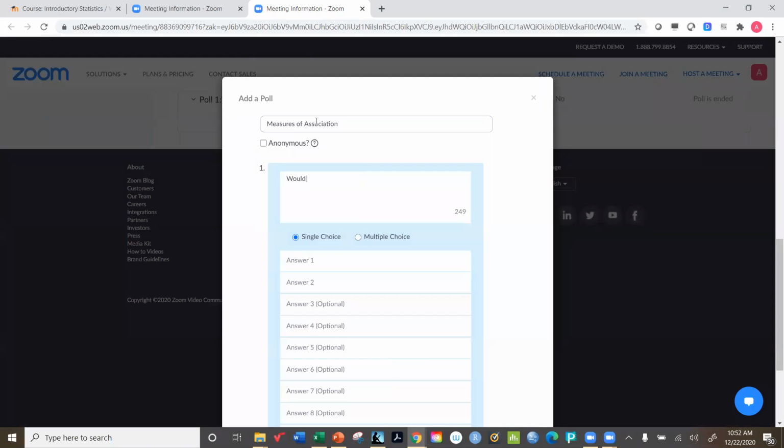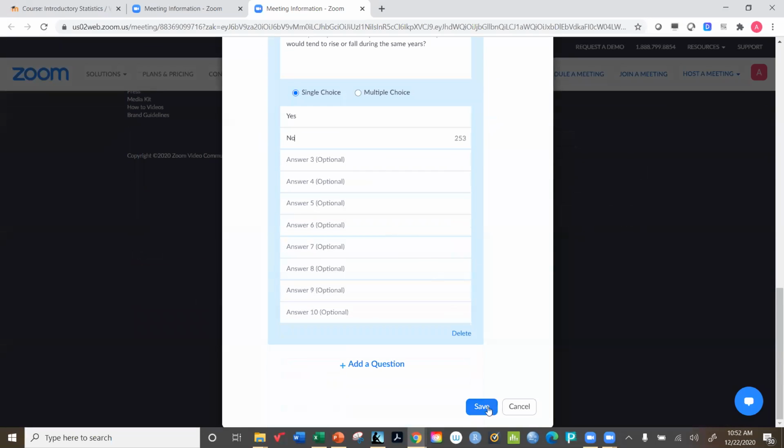Would you expect that a corporation's sales and its profits would tend to rise and fall during the same years? All right, let's try this one.